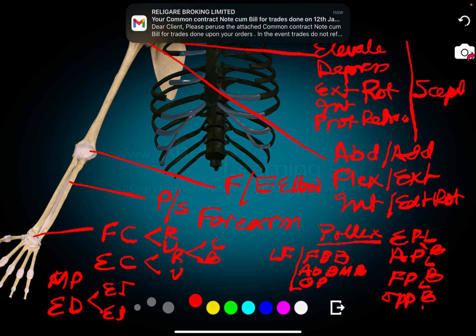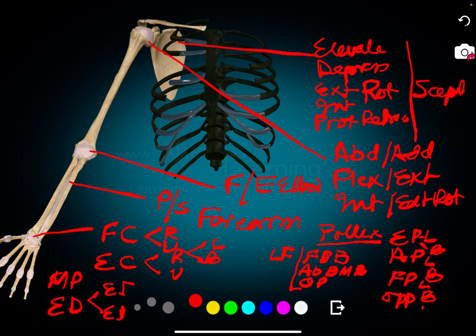The flexors of the MP joint are lumbricals. The abductors and adductors of the MP joint are the palmar and dorsal interossei, the PAD and DAB muscles. The lumbricals would flex at the MP and extend at PIP and DIP, which is called the intrinsic plus position, and the opposite of which is the claw hand. The flexors of the PIP joints are flexor digitorum superficialis, and of the DIP joints, flexor digitorum profundus.